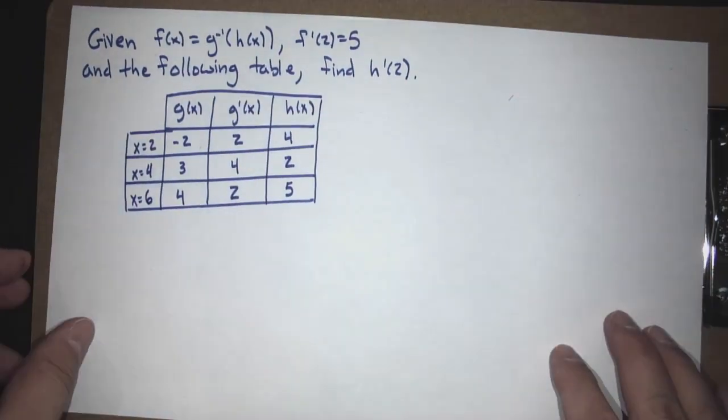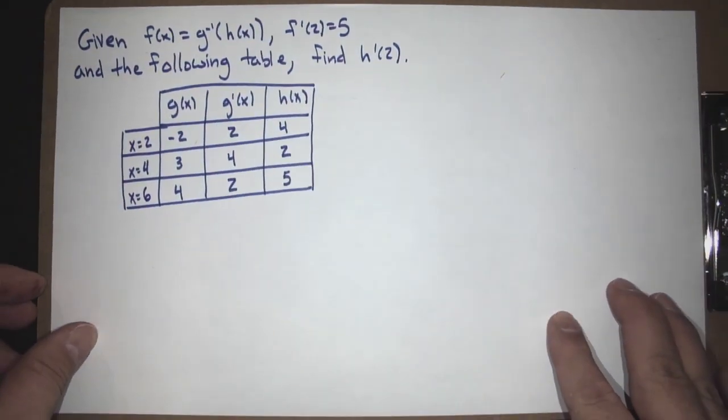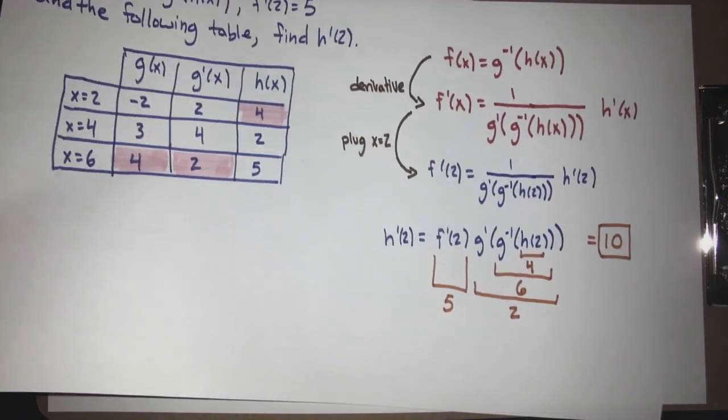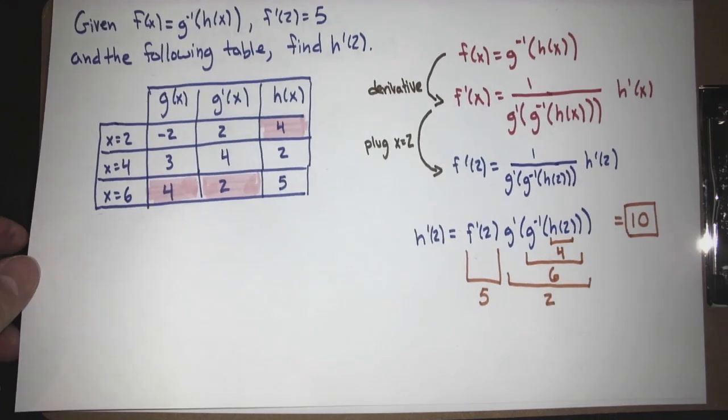Okay. So, we're given that f of x is g inverse of h of x, that f prime of 2 is equal to 5, and we have some information. So we have a table. Find h prime of 2. 10. 10 is a wonderful choice, because the answer is 10.